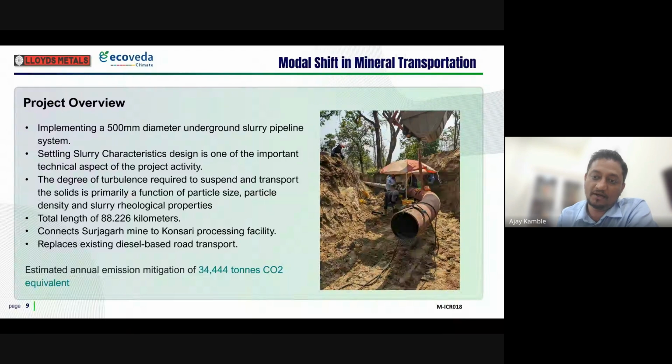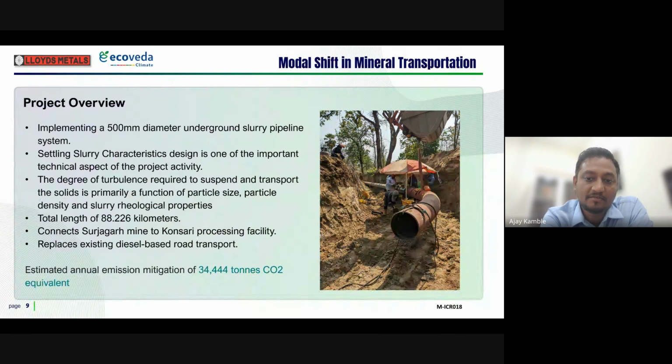So no tree cuttings during the project activities. Also, not only from the perspective of GHG emissions, this slurry pipeline will also help in terms of other ESG aspects such as air pollution and the health or safety related issues because of conventional road transport, and the dust emissions. So along with the GHG benefit, the project has additional benefits.